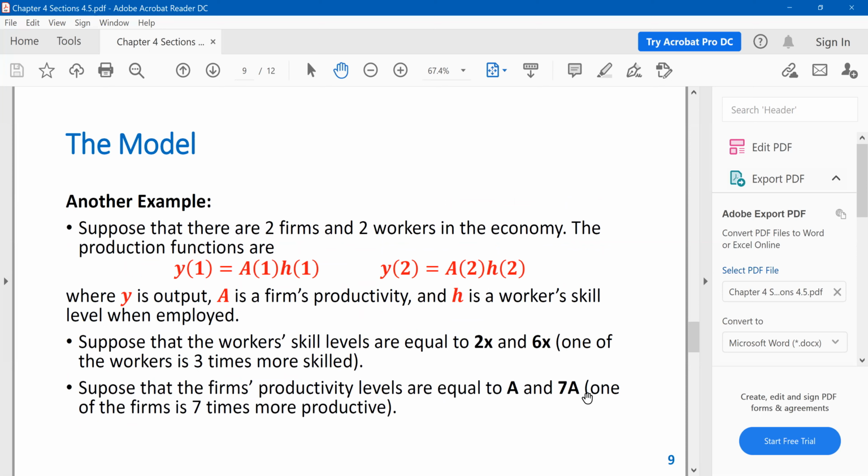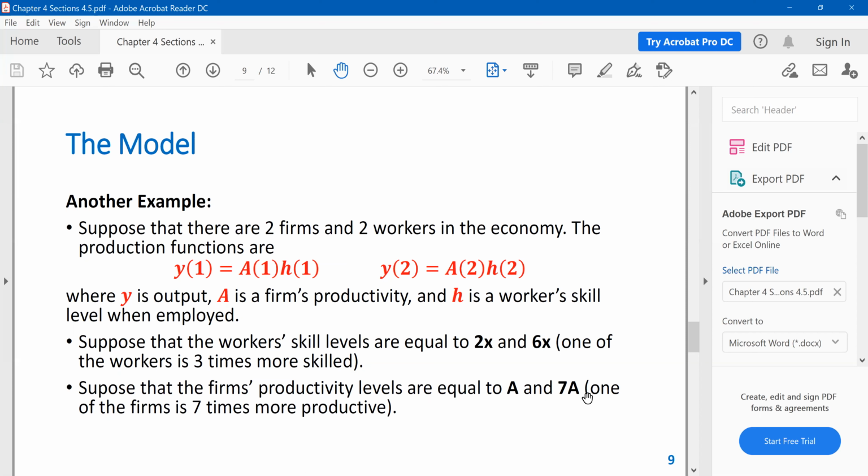So in that case, what happens? The same positive assortative matching mechanism will apply, obviously. In this particular example, one of the workers is 3 times more skilled. So the skill levels are 2X versus 6X, where X is some number. And the firms' productivity levels are equal to A and 7A. So one firm is 7 times more productive than the other firm.